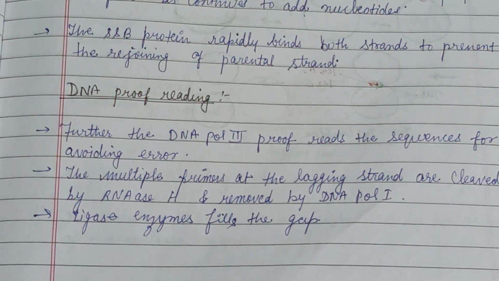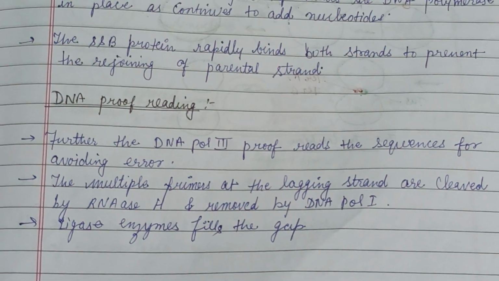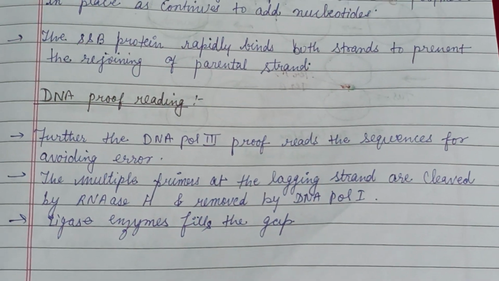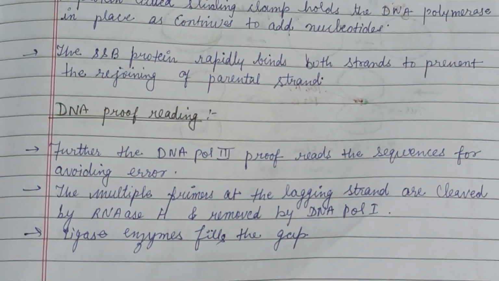Next is DNA proofreading. DNA polymerase 3 proofreads the sequences to avoid errors. The multiple primers at the lagging strand are cleaved by RNase H and removed by DNA polymerase 1.